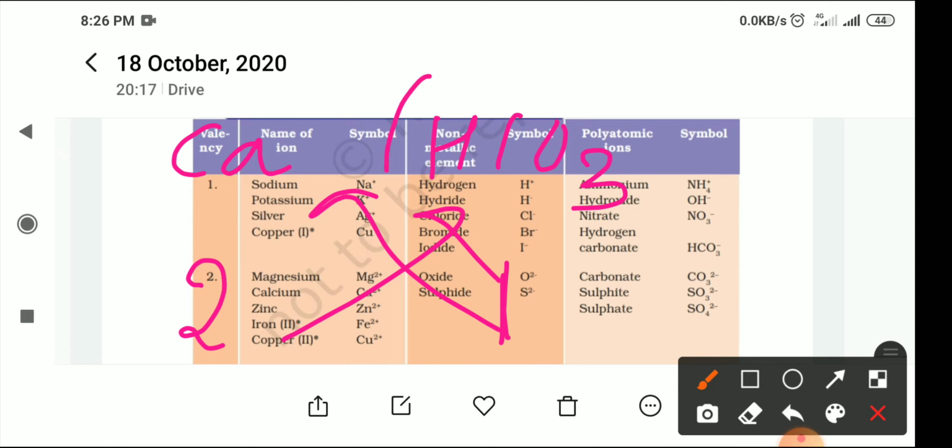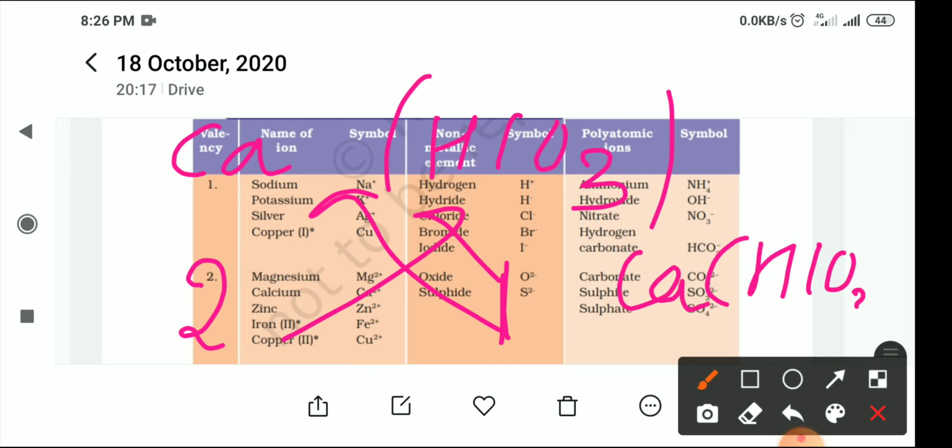So what we will do is keep the bracket over there. Now when we write the formula of calcium bicarbonate, it should be Ca, bracket, HCO3, then 2. Clear? So the formula of calcium bicarbonate is Ca(HCO3) whole twice. Okay, so you should know this.